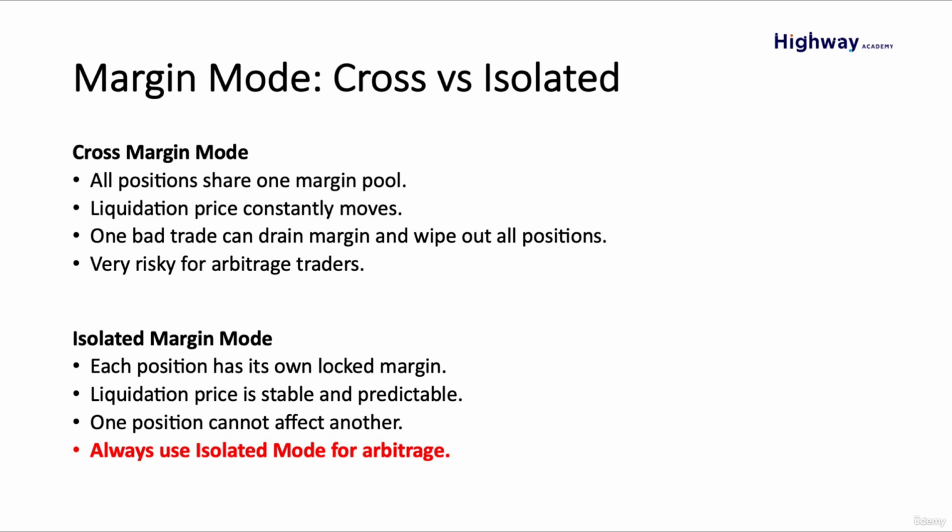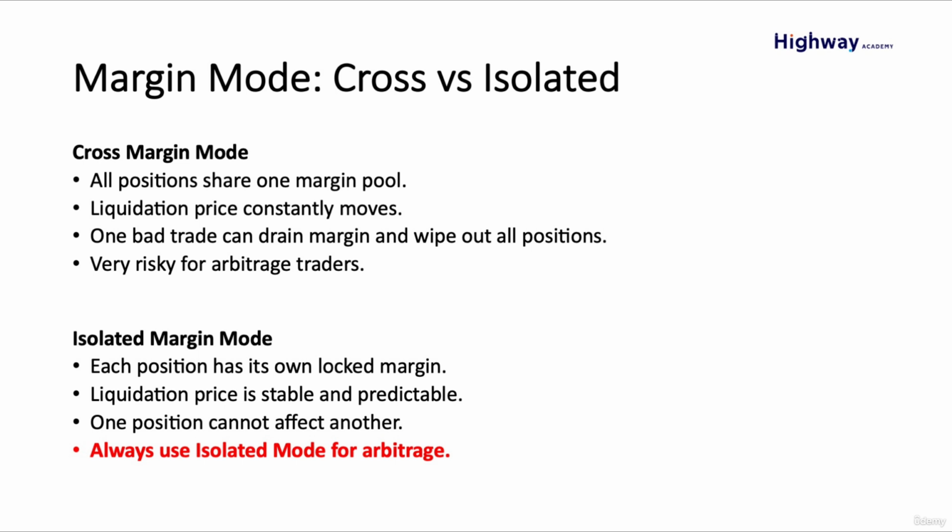However, cross mode comes with two major problems. The first problem is that your liquidation price constantly changes. Because the margin is shared, the liquidation price depends on the profit and loss of all your other trades. This makes the liquidation level unpredictable. And for funding rate arbitrage, where we hold a long position and a short position at the same time, we need the liquidation price to remain stable so that we can manage our risk correctly. In cross mode, this becomes very difficult.